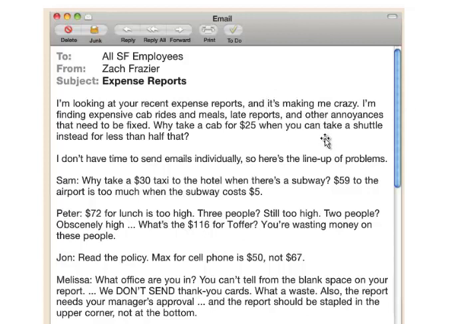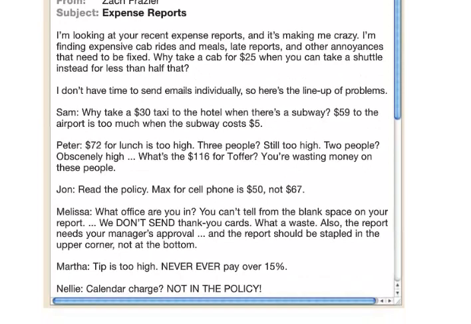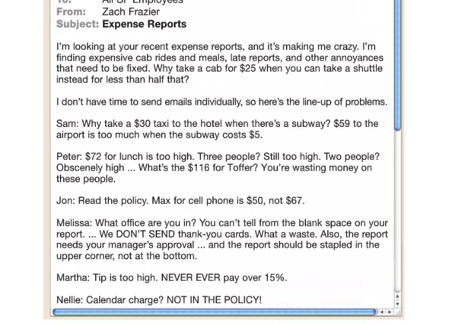I'm finding expensive cab rides, meal reports, blah blah blah. Why take a cab for $25 when you could take a shuttle instead for less than half that? Again, that actually is pretty good in terms of quantifying information, but there's a lot of stuff here that doesn't quantify things. I don't have time to send emails individually. Well, that's your job, kind of. All right, Sam, why take a $30 taxi to the hotel? Anyway, so he goes through.